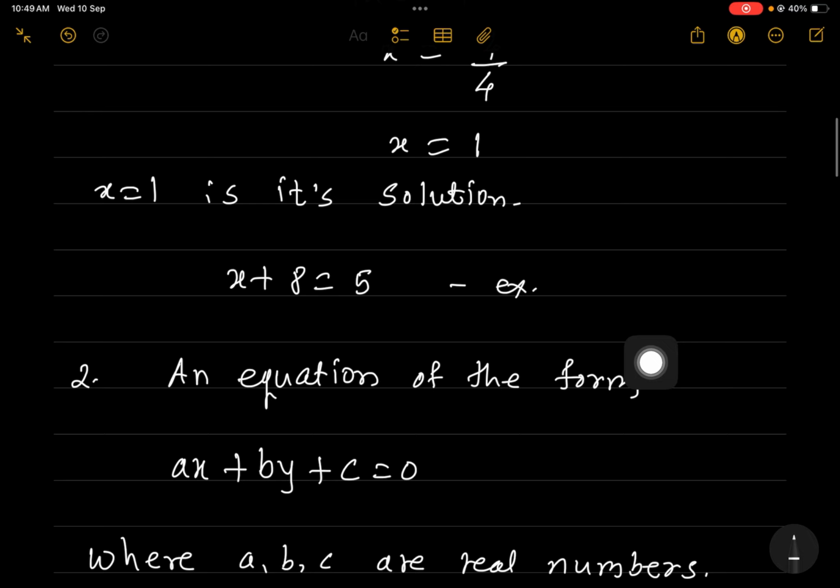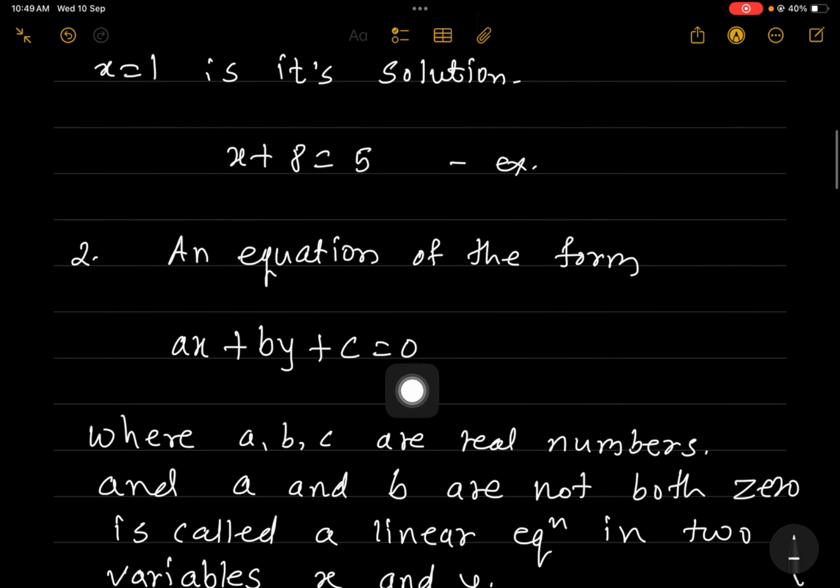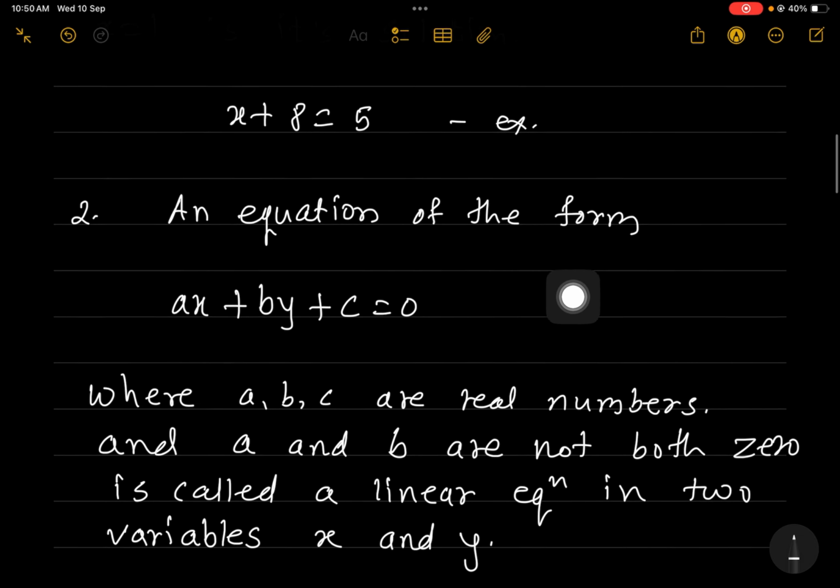Now see, the second point we have to study in equations. An equation of the form ax plus by plus c equal to 0. Here a, b and c are real numbers, and here the variables are x and y. a and b are the coefficients of x and y respectively. a is the coefficient of x, b is the coefficient of y, and c is a constant.